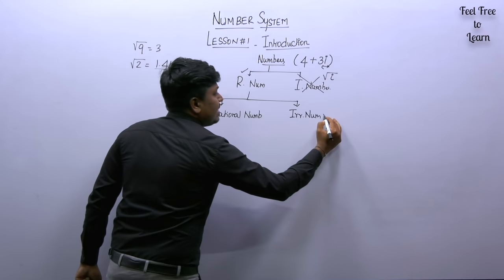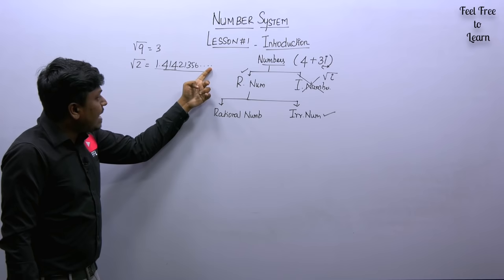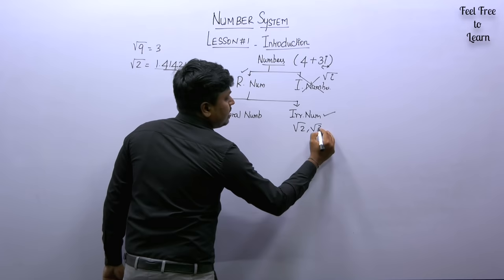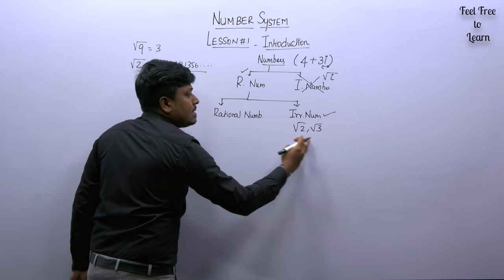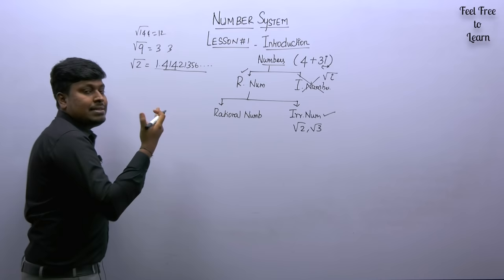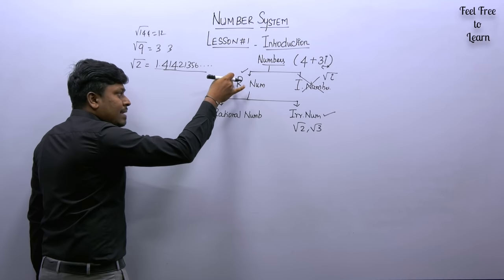So these cases are called irrational numbers. Root 9 is 3, so this number has an end, but the square root of 2 does not have an end. A number that does not have any end is called an irrational number. For example, root 2, root 3. These numbers do not have any end after the decimal point, so they are called irrational numbers. For example, the root of 144 is 12, and normal numbers like 3 and 4 have an end, so these are called rational numbers. So we have learned how numbers are separated into two types. In the real numbers, we have two types: rational numbers and irrational numbers.